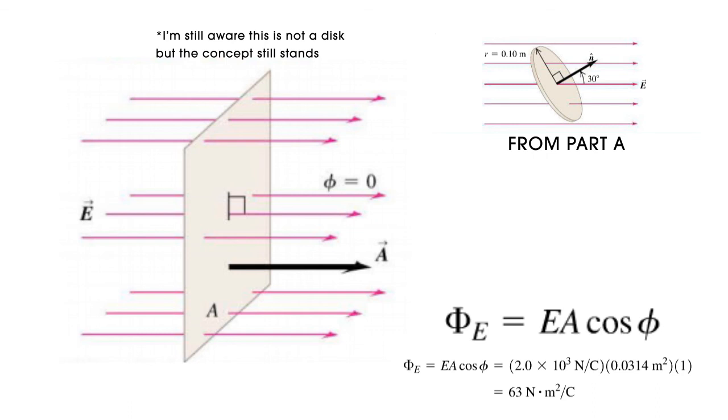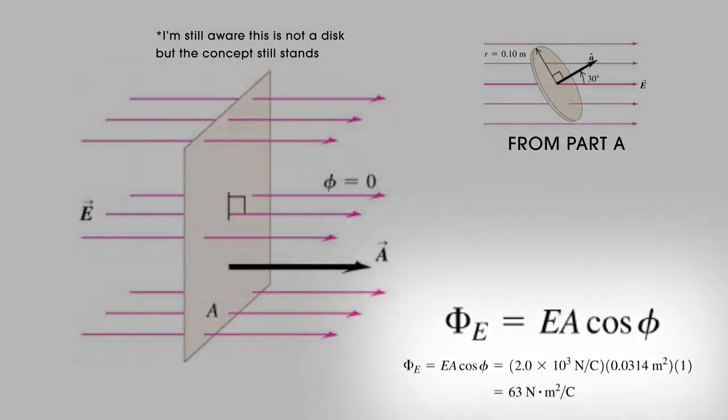Using the same equation that we used in parts A and B, E times A cosine of phi, we evaluate E times A, which is 2.0 times 10 to the third newtons per coulomb, times 0.0314 meters squared, times cosine of 0 degrees, which is 1. Our answer ends up evaluating to 63 newton meters squared per coulomb, which is bigger than the 54 newton meters squared per coulomb that we found in part A. This completes part C.